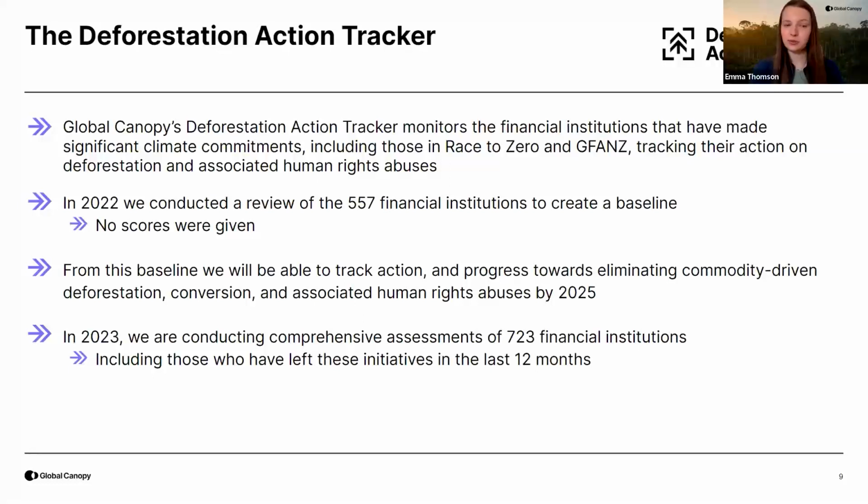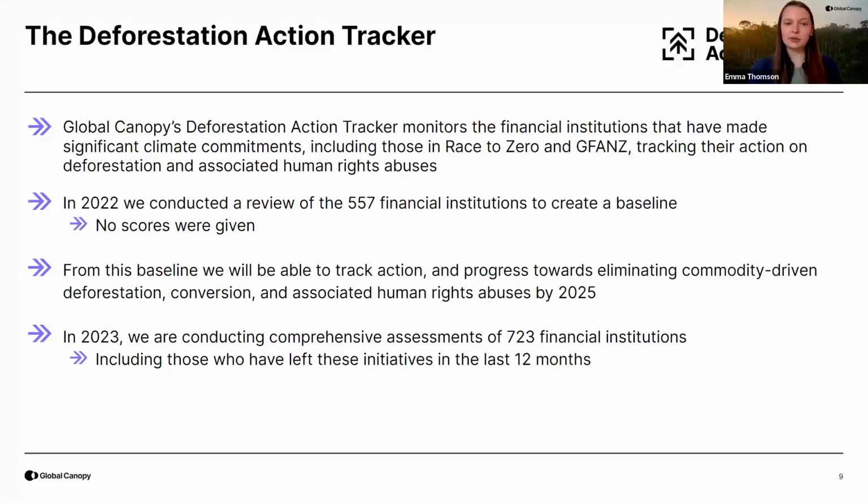In 2022, we conducted a review of, at the time, the 557 financial institutions that were in the Race to Zero, the Glasgow Financial Alliance for Net Zero, and the Finance Sector Deforestation Action Initiative. And from there, we created a baseline. This was a baseline review that constituted 12 indicators, and no numerical scores were given to any of the financial institutions that were included in that baseline review.